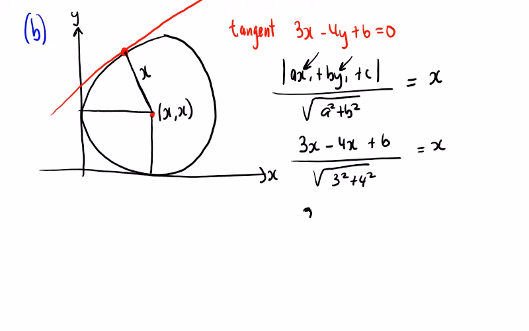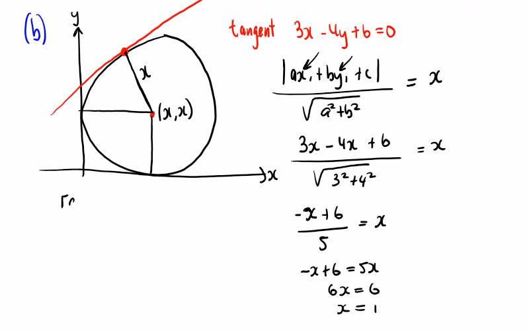So −x plus 6 over 5 is equal to x. And we're not using the absolute value here because we know that we're in the positive sector. So −x plus 6 is equal to 5x. So 6x is 6. So x is 1. So the equation of a circle with radius 1 and the center is (1, 1).